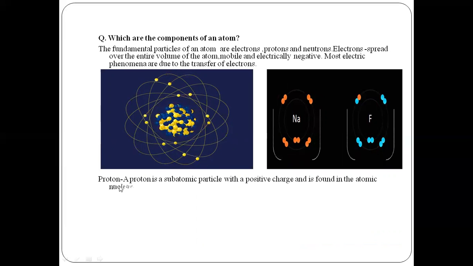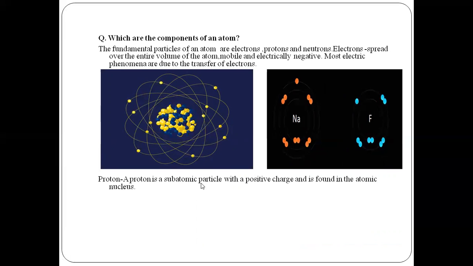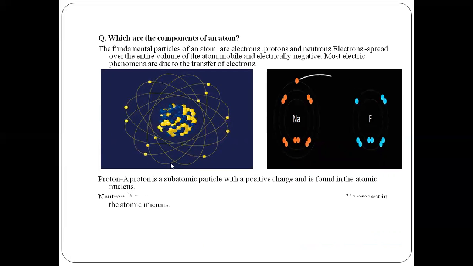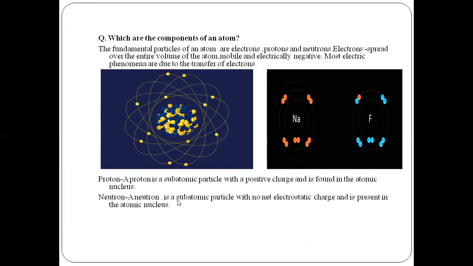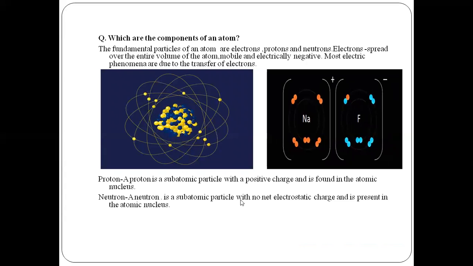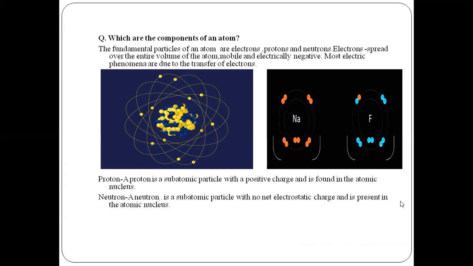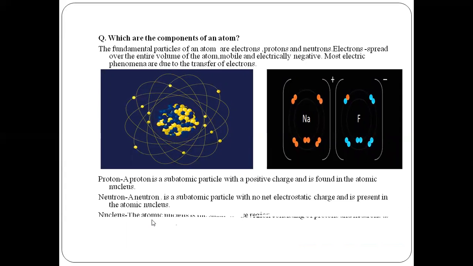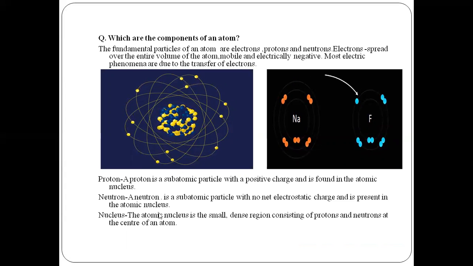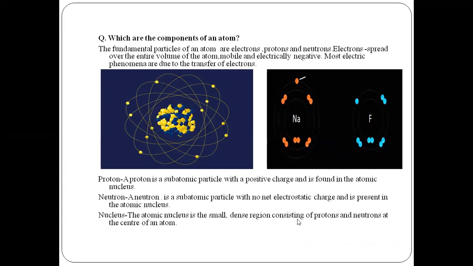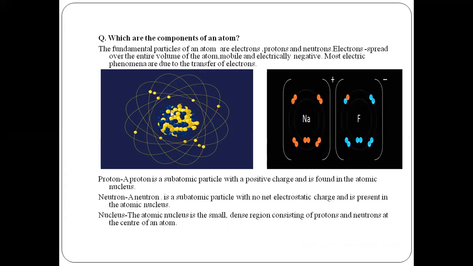Then proton. A proton is a subatomic particle with a positive charge and is found in the atomic nucleus. Neutron. A neutron is another subatomic particle with no net electrostatic charge and is present in the atomic nucleus. Then what is the nucleus? The nucleus is a small, dense region consisting of protons and neutrons at the center of an atom.